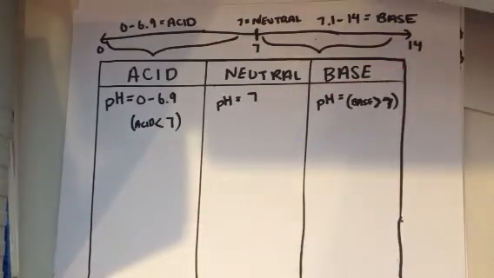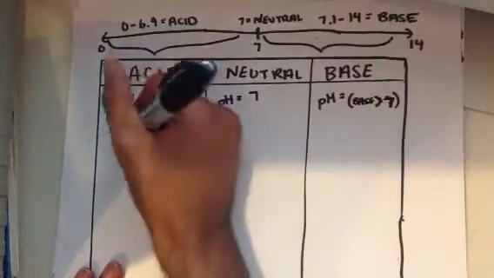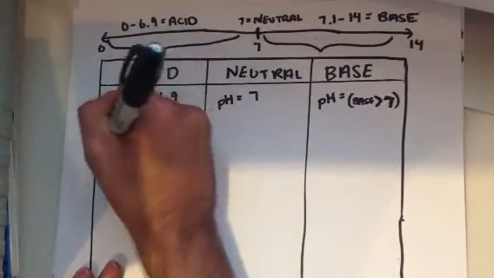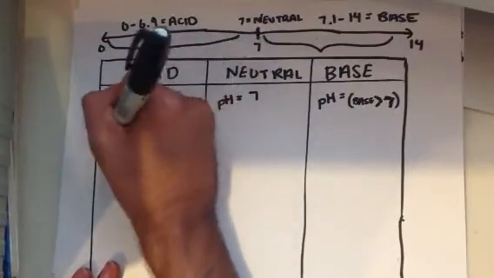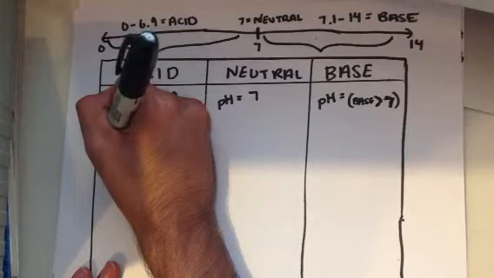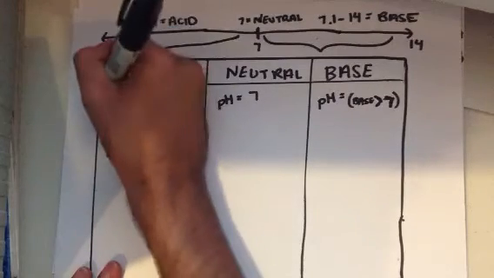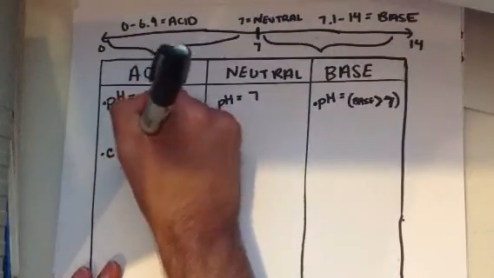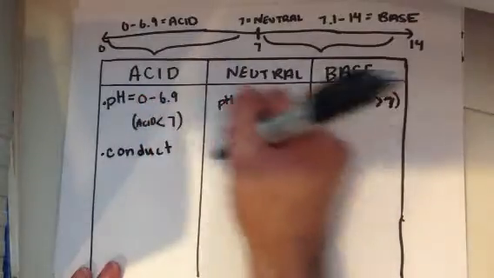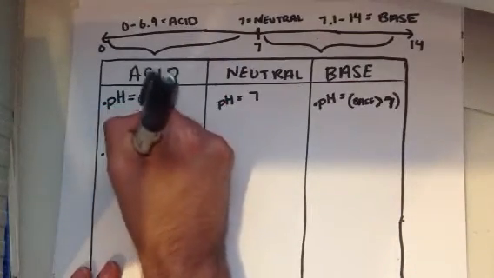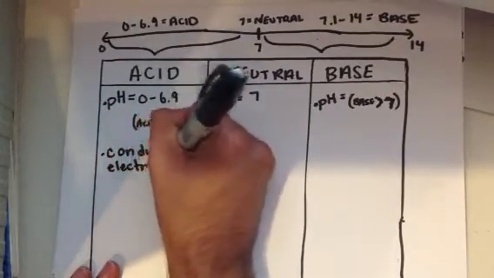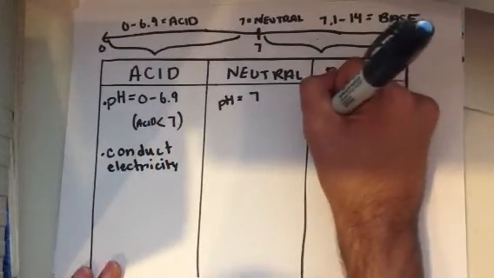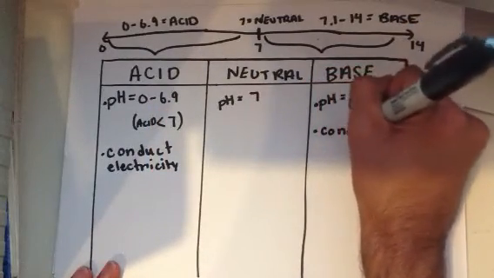Now, another property that people like to use is conductivity, and so both acids and bases will conduct. They do conduct electricity. So that's one point. The same is true for bases.